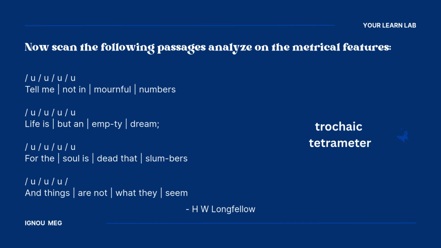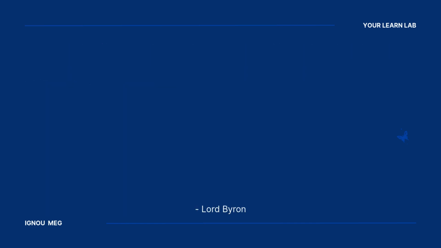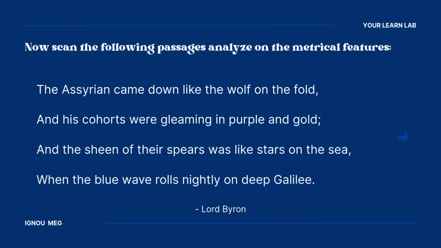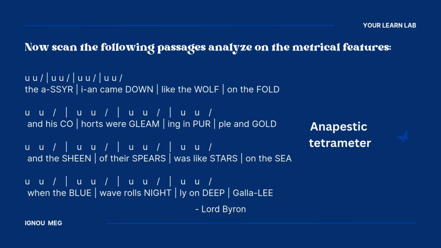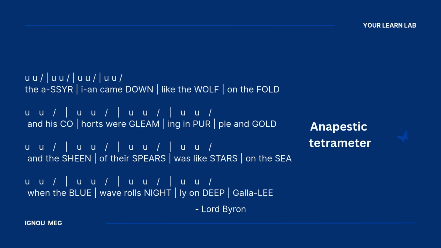Did you get it right? This is a trochaic tetrameter. Now scan the following passages and analyze the metrical features of few lines by Lord Byron. Pause the video, do it yourself and play for the answer. You know the drill. And this one is an anapestic tetrameter.